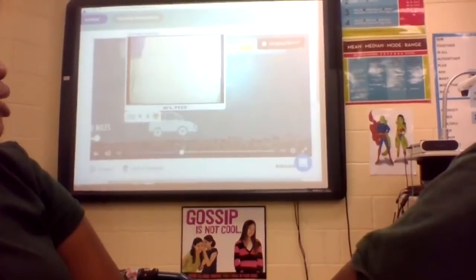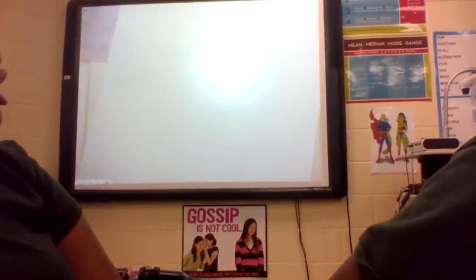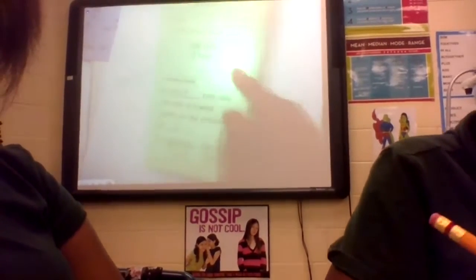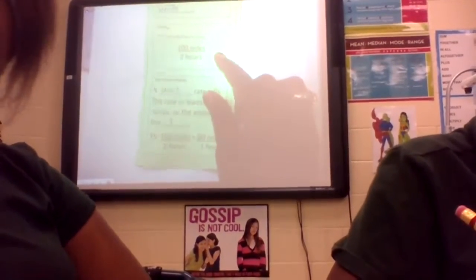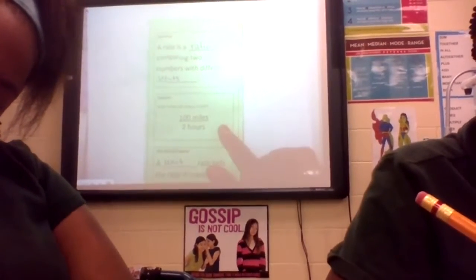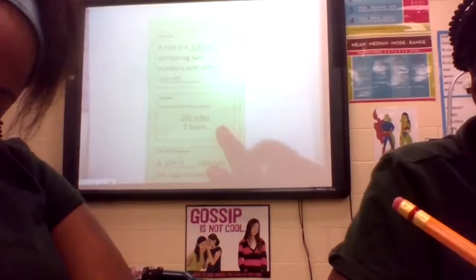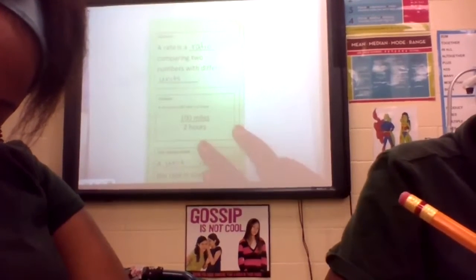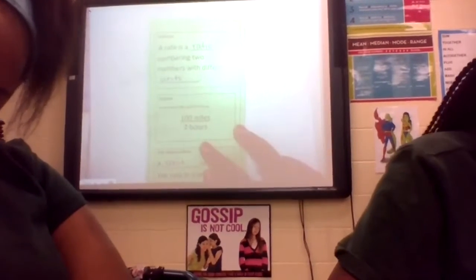So, a rate is a what? It's a ratio comparing two different units. Good. Like miles per hour or dollars per hour, right? Those are different units.